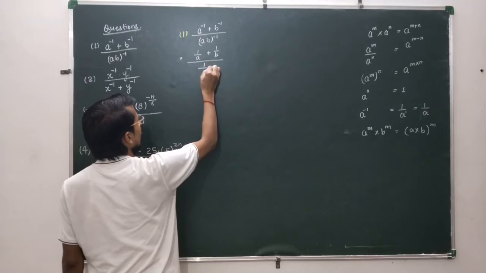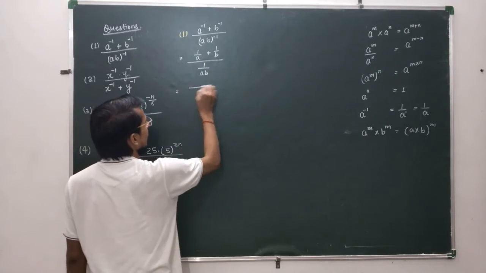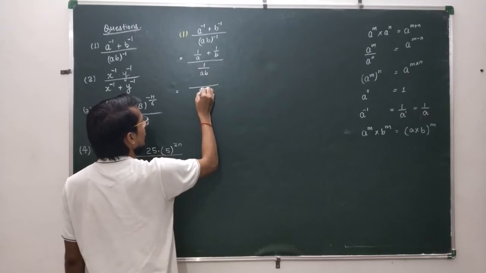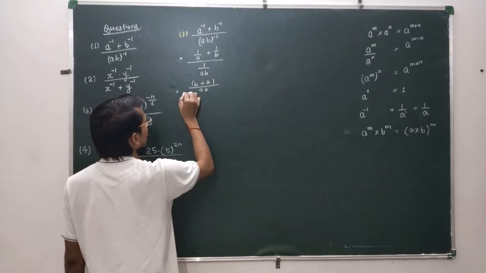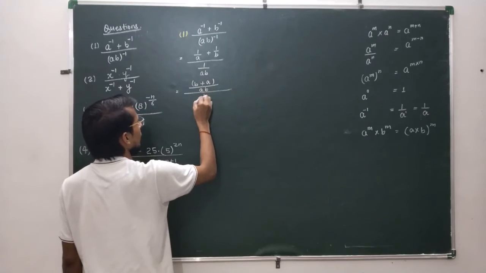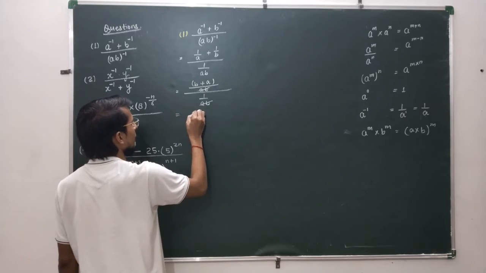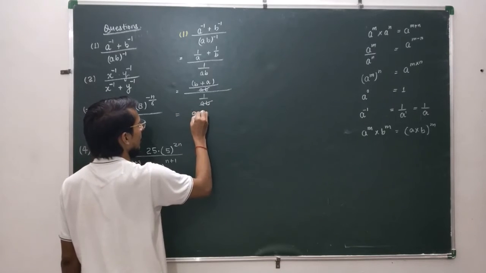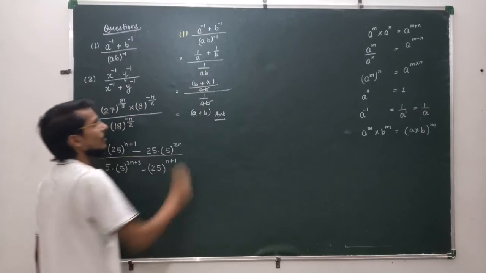So we can write 1 upon ab. You take the LCM ab and here you get b plus a, whole upon again you have 1 by ab. So it will cancel out and the answer is b plus a, or you can write a plus b. This is your answer of the first question.